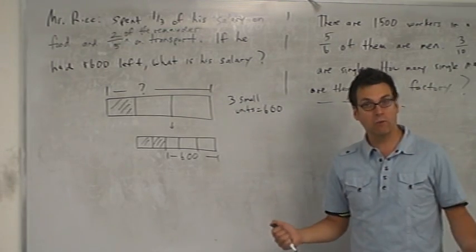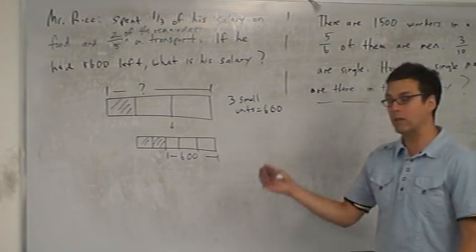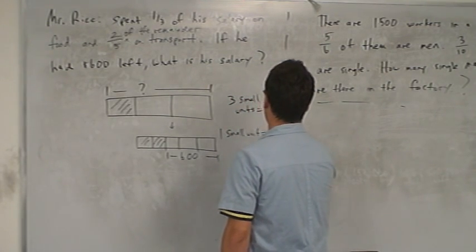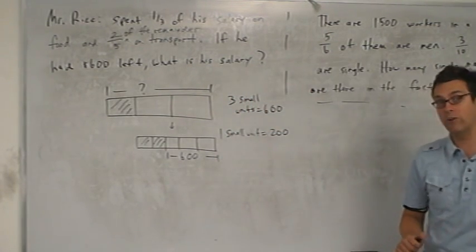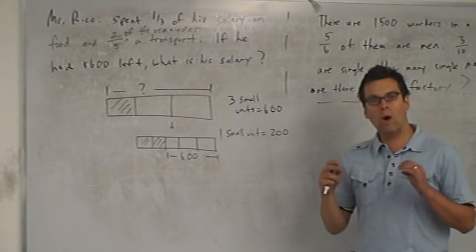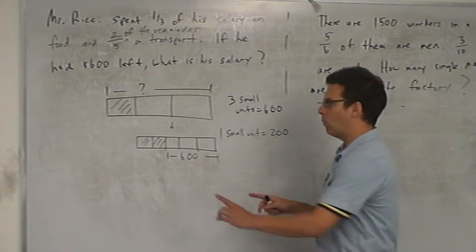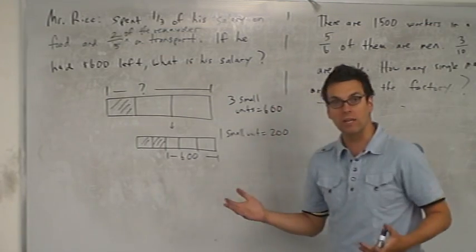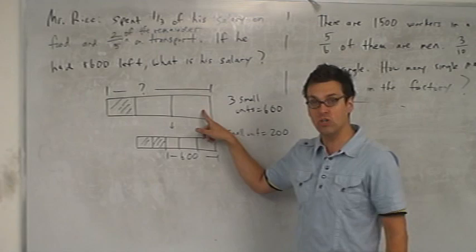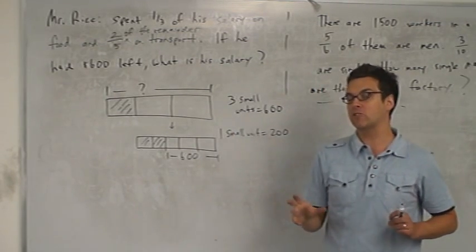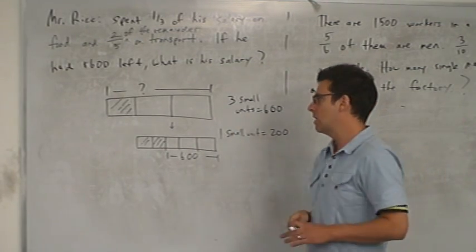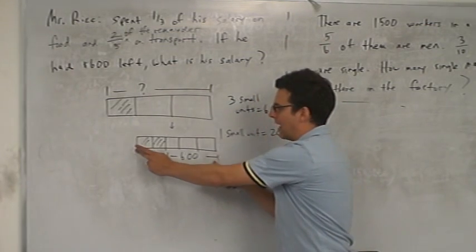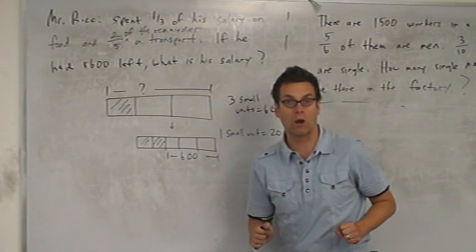From partitive division, of course, if 3 small units is 600, then 1 small unit is equivalent to 600 divided by 3, which is 200. And what we need actually is to figure out what this entire remainder bar is. Because eventually, we need to figure out what 3 large units are equal to. So eventually, we're going to have to make a transition from small units to large units. The only way we can do that is if we figure out what 5 small units are, because 5 small units are equivalent to 2 large units.